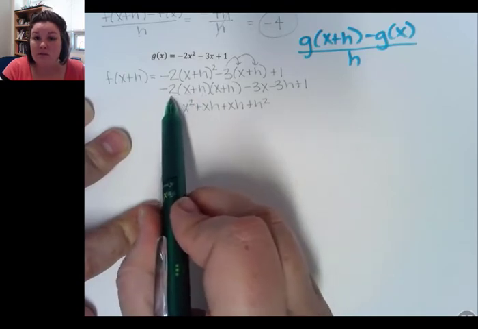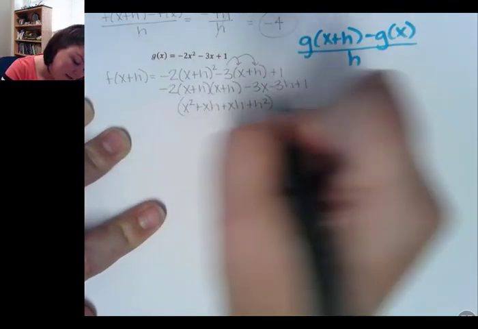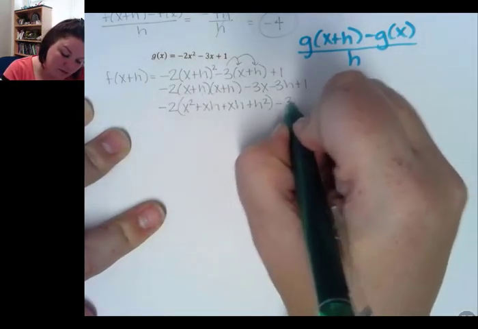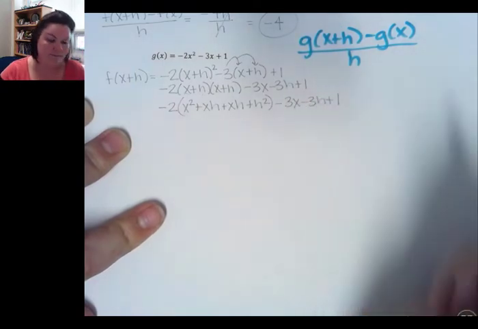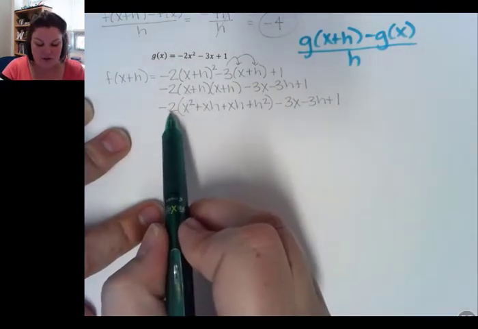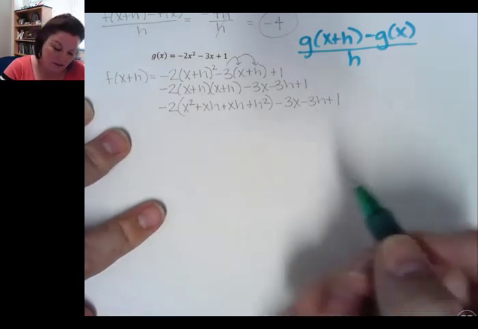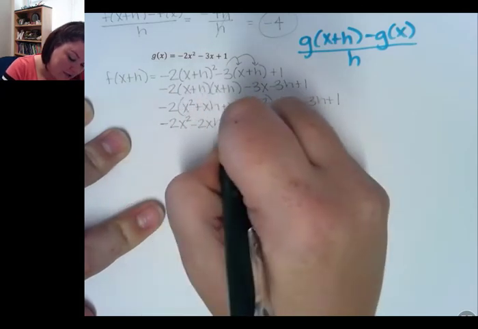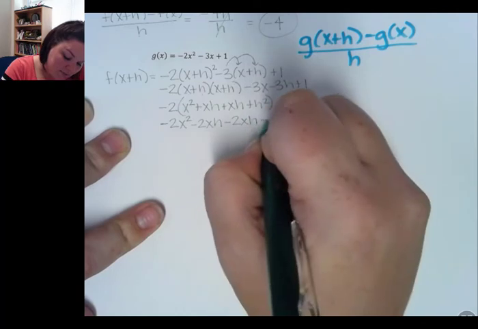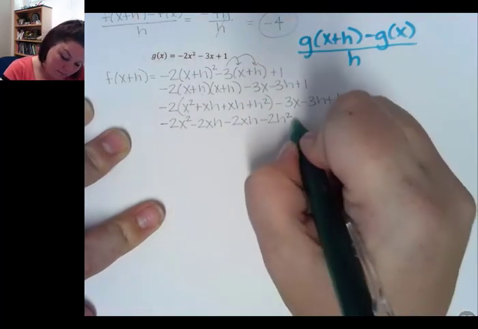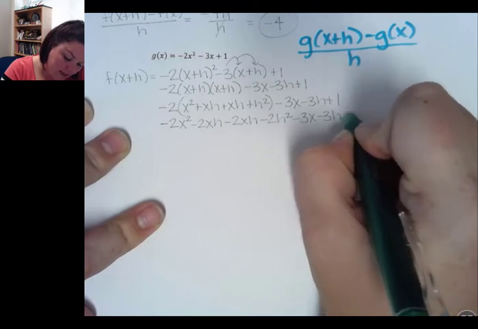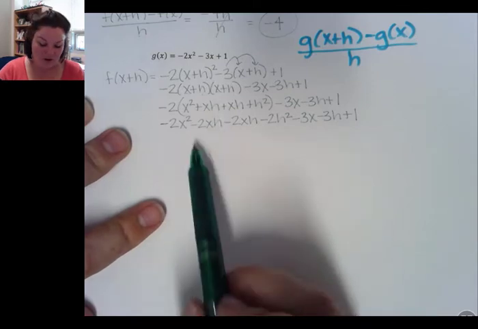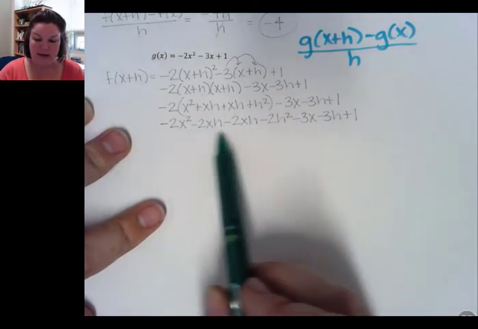Now notice it's still being multiplied by a -2. So I still need to have parentheses around that with a -2 on it. And I'm just going to write in my other terms here: -3x minus 3h plus 1. Okay. So now I need to distribute that -2 to all of these terms. So that's going to give me -2x squared minus 2xh minus 2xh minus 2h squared minus 3x minus 3h plus 1. Whew, right? All right, so we have it all distributed out, and now we can combine like terms.